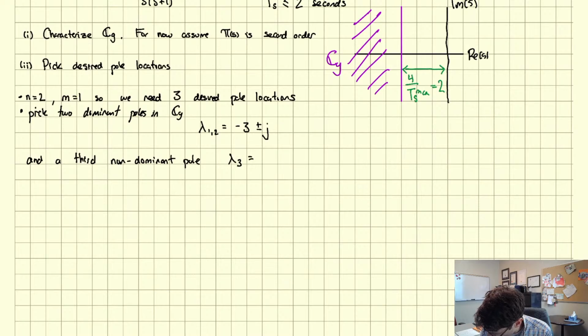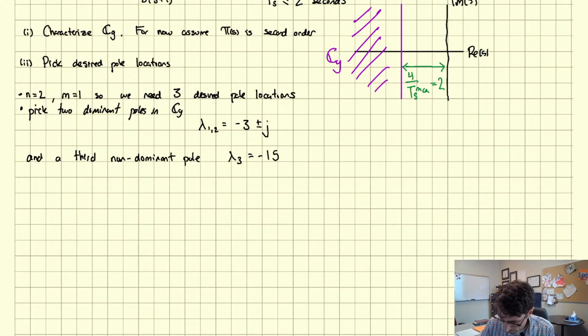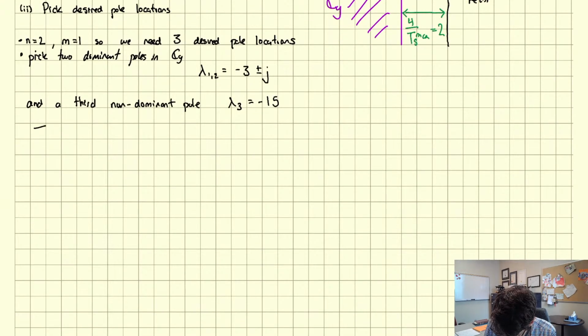So lambda 3 in this case, I'm going to take to be -15, right? I mean, our rule of thumb was 5, so I'm just using that. Of course, in practice, if you have actuator limitations, it might not be possible, right? You might hit the limitations of your actuators. Okay, so with that, we get our desired characteristic polynomial.